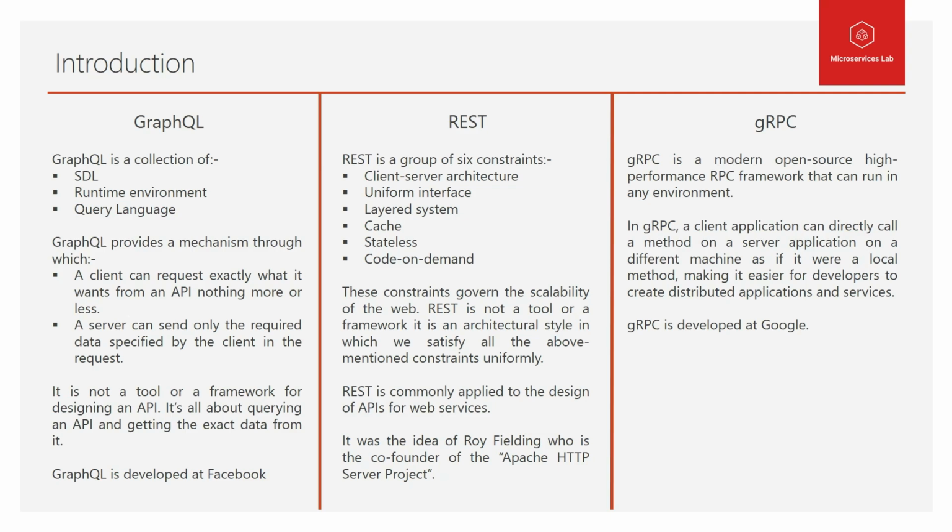Now let us take two cases. Case 1, where a client A wants to create a web page and he will be displaying a list of books together with all fields. For this purpose, our API is suitable. Why? Because it is returning all the information that is required by the client A.